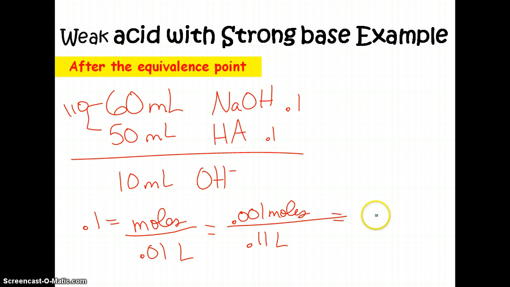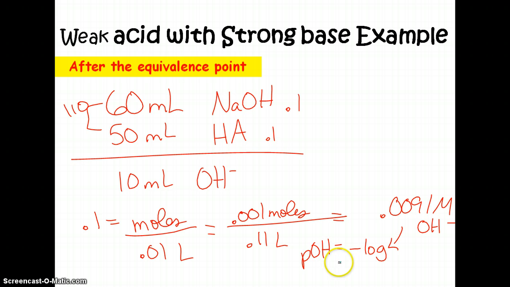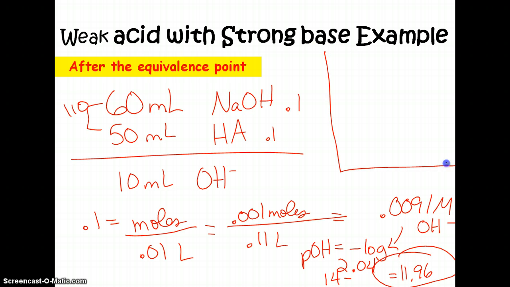Now my total volume was this plus this, so that's 110 mL, which is 0.11 liters. That gave me a concentration of 0.0091. Now that's the concentration of my OH minus. So when I negative log that number, that gives me the pOH. My pOH was 2.04. Then I did 14 minus that number to get my pH, which was 11.96. Now if you go and plot all of these numbers on a graph, this would be 11.96 at 60 mL.